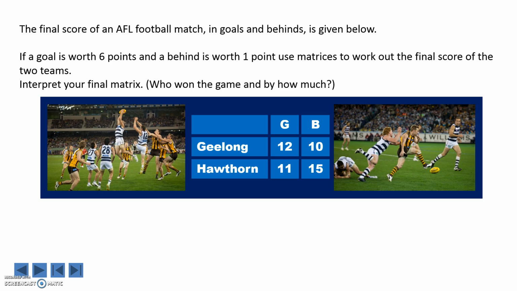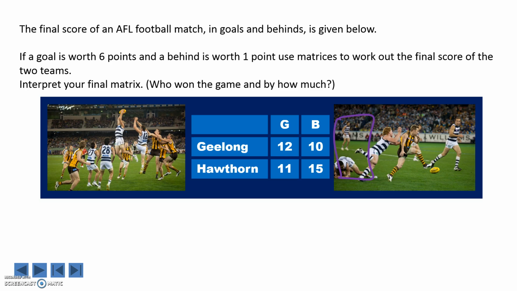Let's have a look at another example. We've got a football example here. The final score of an AFL football match in goals and behinds is given below. Geelong is 12 goals and 10 behinds, and Hawthorn is 11 goals, 15 behinds, but we actually haven't got the total score here. We're going to work that out.